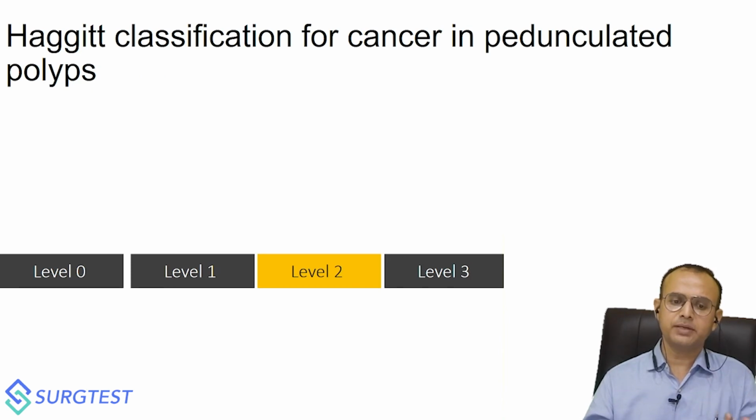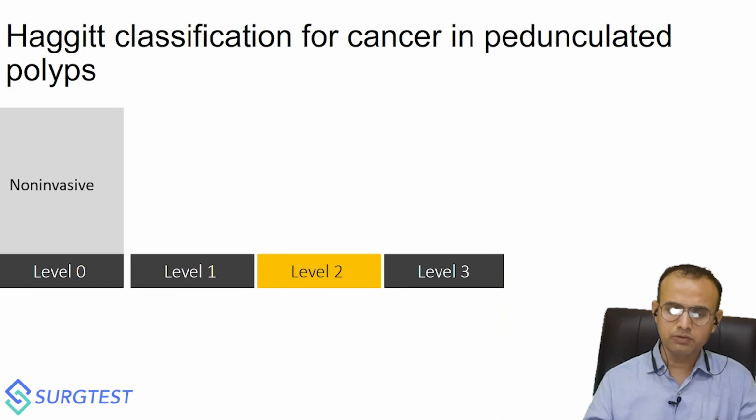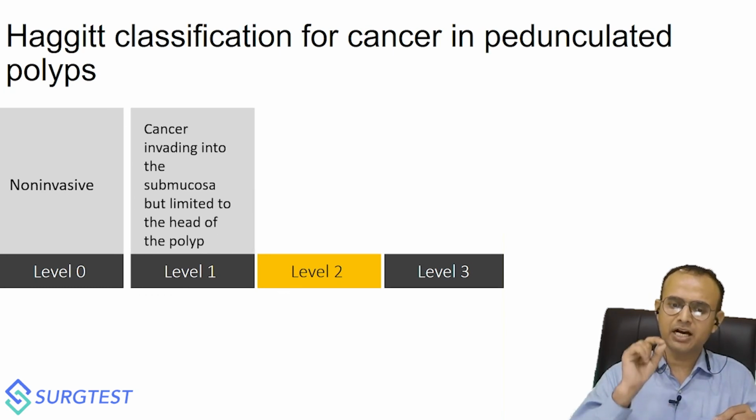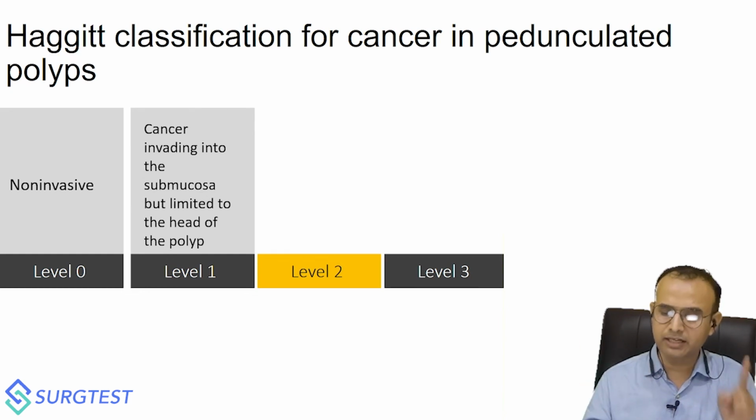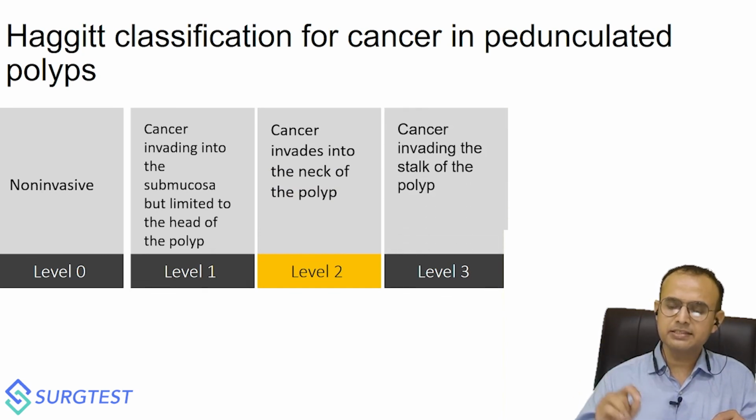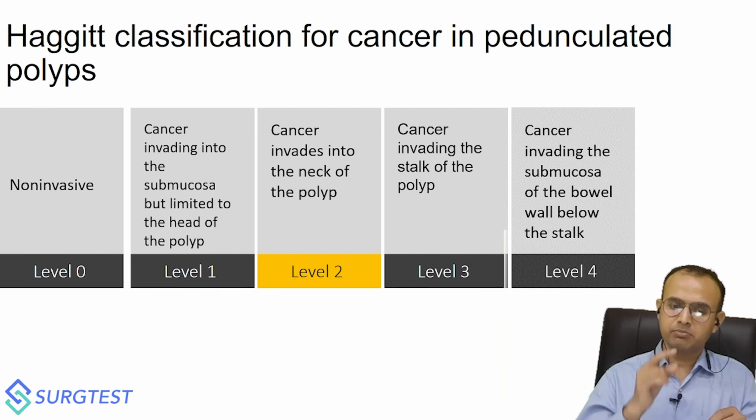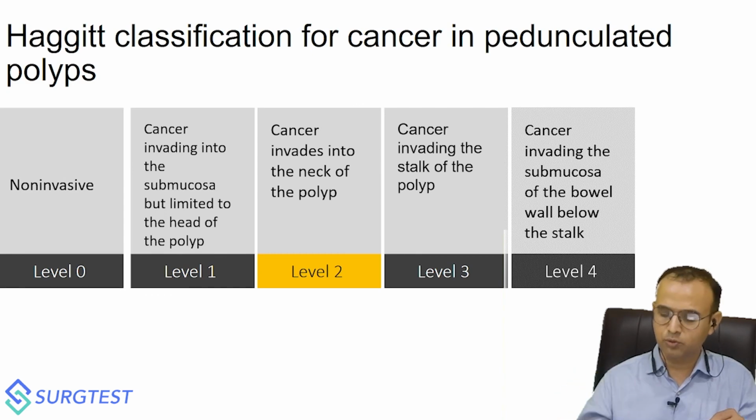Haggitt's classification is used for pedunculated polyps. For sessile polyps, where there is no stalk, the Kikuchi classification is used. In Haggitt's classification, level 0 is non-invasive. Level 1 is cancer cells invading into the submucosa but limited to the head of the polyp. Level 2, cancer cells invade into the neck of the polyp. Level 3, cancer cells invade into the stalk of the polyp. Level 4, cancer cells invade into the submucosa of the bowel wall, below the stalk of the polyp. So level 0 is non-invasive, level 1 up to the head, level 2 up to the neck, level 3 the stalk, level 4 below the stalk, going beyond the stalk.